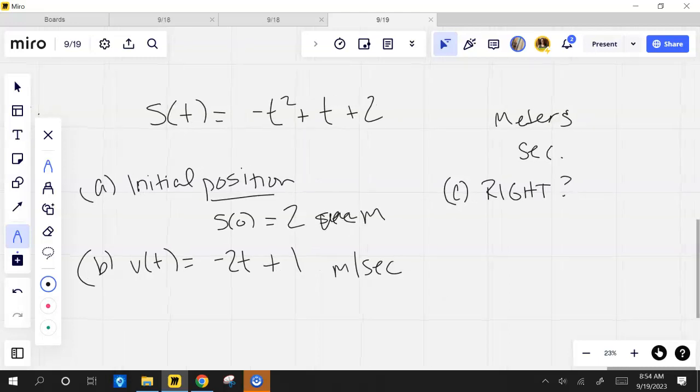Sine analysis. That's exactly right. I'm going to see when does the velocity equal 0?